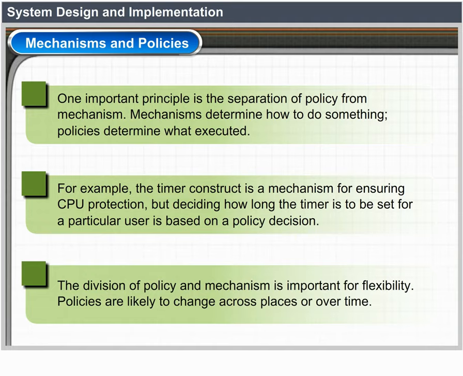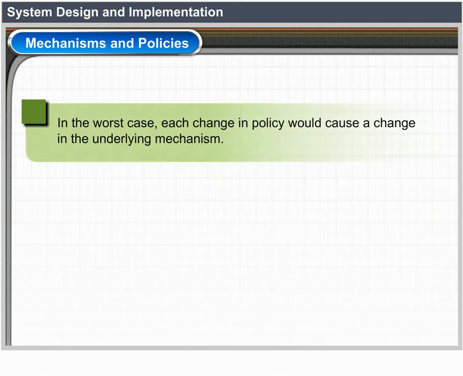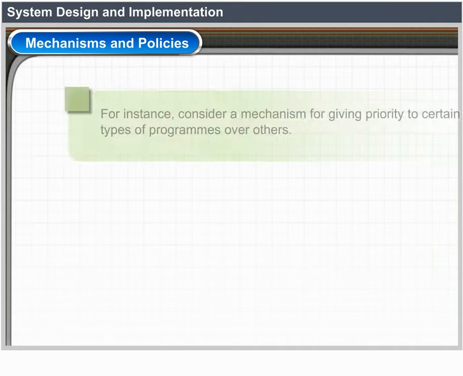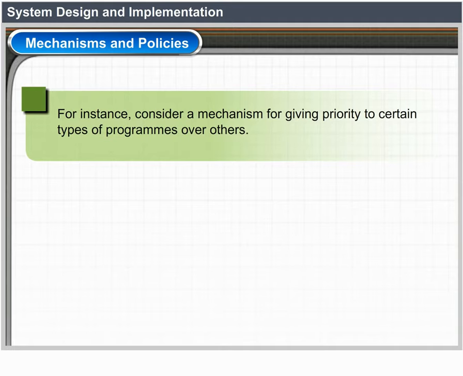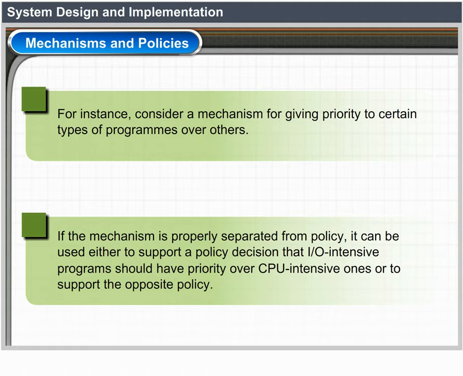In the worst case, each change in policy would require a change in the underlying mechanism. A general mechanism insensitive to changes in policy would be more desirable. A change in policy would then require redefinition of only certain parameters of the system. For instance, consider a mechanism for giving priority to certain types of programs over others. If the mechanism is properly separated from policy, it can be used either to support a policy decision that input-output intensive programs should have priority over CPU-intensive ones, or to support the opposite policy.